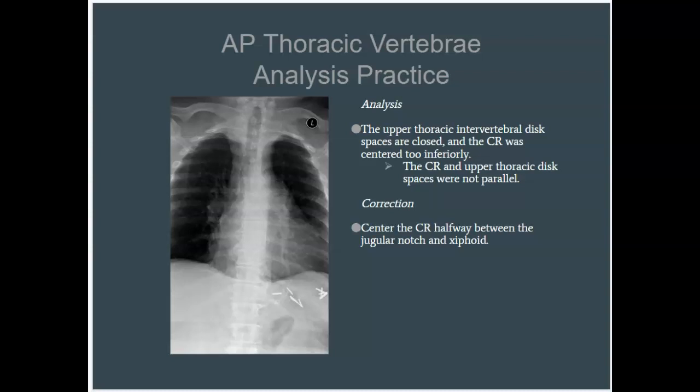The central ray and upper thoracic disc spaces were not parallel with the IR. So in order to correct this, we need to center the central ray between the jugular notch and the xiphoid process.